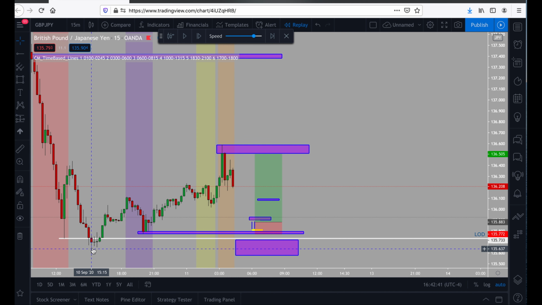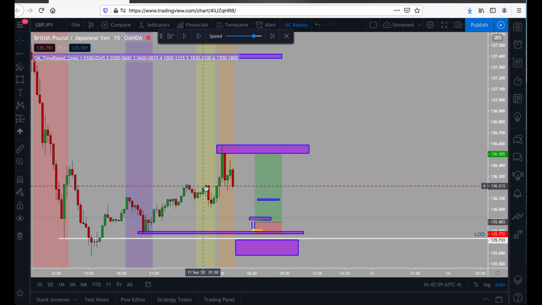So price was able to come above this low of day, break, retest, and follow through. So now I know that I should be looking for bullish movement since it's coming from the low of day and it's going up. And as you can see, it starts making these supports.